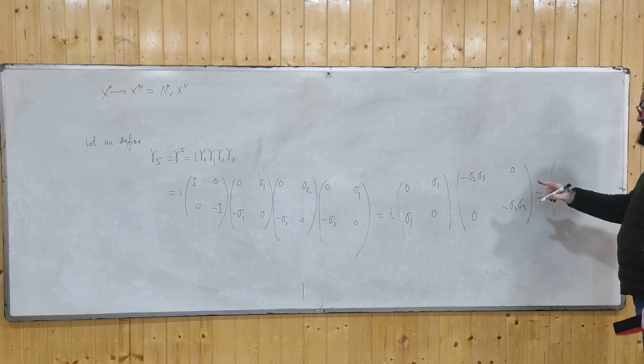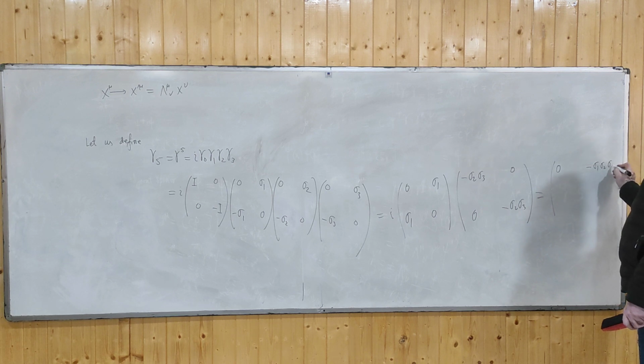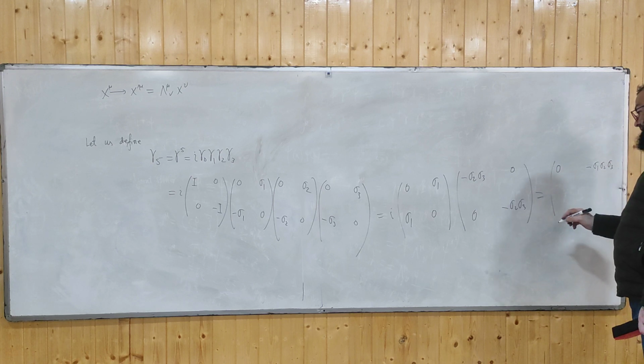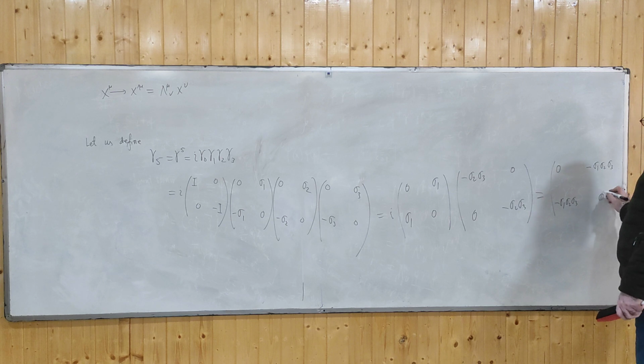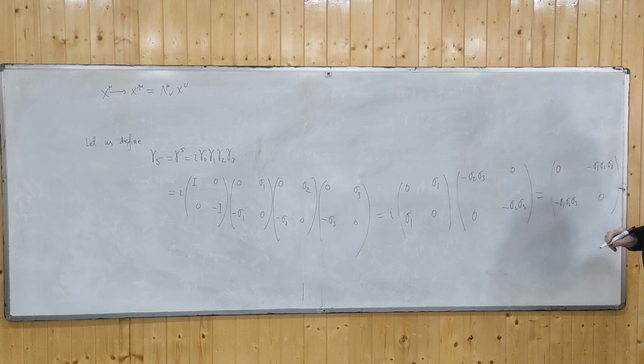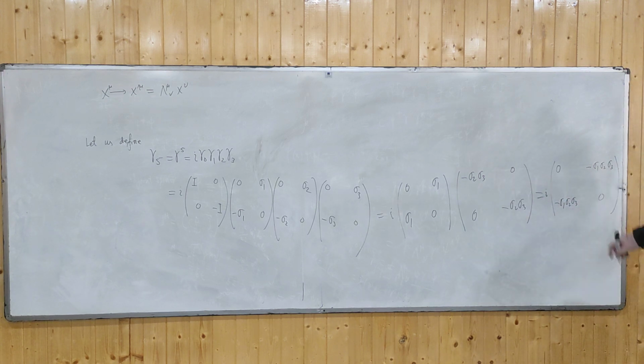So it is equal to 0. Clear? So what you are having there? It is minus sigma 1, sigma 2, sigma 3. Then you are having 0. What is the product of these three? There is an I sitting here. The product is actually equal to minus I.